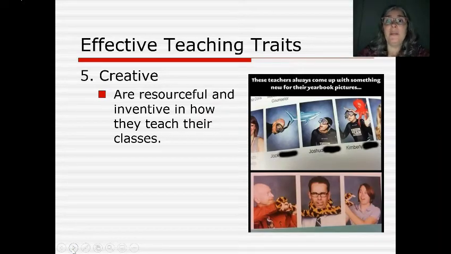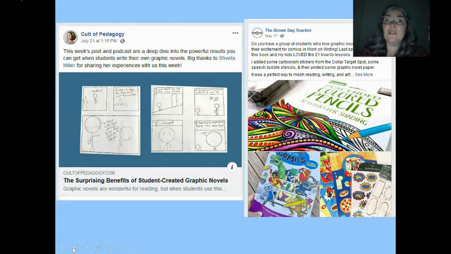Number 5, being a creative teacher. So being someone who is inventive in how they teach. Someone who uses their resources and tries to find a new way to do things. Here are some examples that I found.